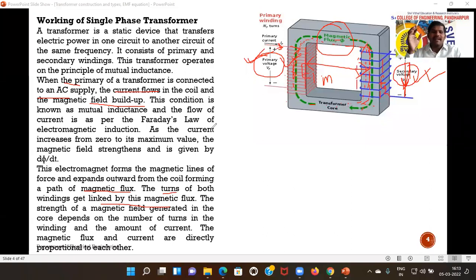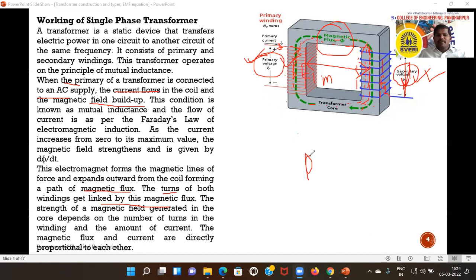The strength of the magnetic field generated in the core depends upon how many turns are in that winding. Do you know that if the turns increase, the flux production will increase? If the turns decrease, the flux production will also decrease. I think you already know that the value of phi depends upon the number of turns, because we have already discussed it in the case of a DC generator or motor.